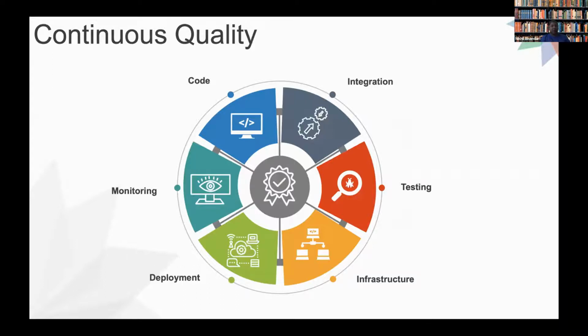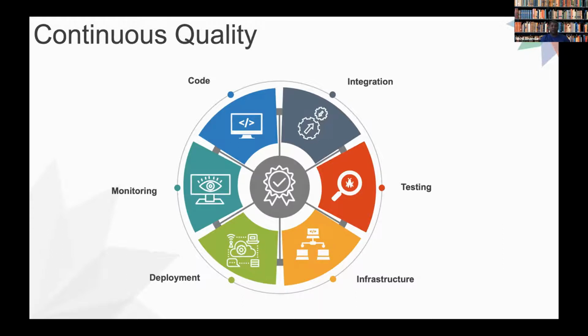And what we talk about is the continuous quality, right? If you look at the hub and spoke model, right? So if you look at all the aspects of the code, the integration, the testing, infrastructure, deployment, and monitoring, these are all my spokes, right? And then the center that you see is my hub, which is quality. So irrespective of whatever phase, whatever the activities that you're doing, quality has to be there right from the beginning of the cycle. It is everyone's responsibility to inject quality discipline early in the cycle, right?